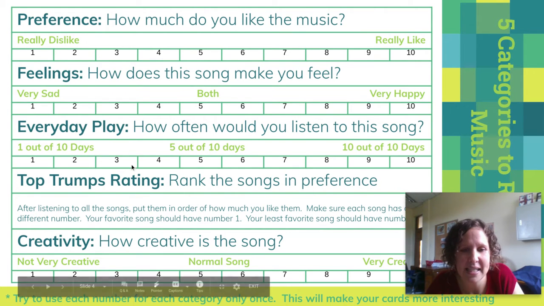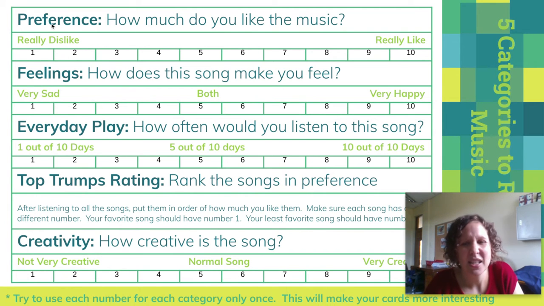This is the rating scales that we would like you to use for your top trump cards. Preferences, how much do you like the music? Over here on the left side, it says really dislike. So if you really don't like the song, you're going to give it a 1. If you really like the song, you're going to give it a 10. And maybe if you just kind of like it, you'll give it a 7 or 8. Or if you're not quite sure, it's okay, it's not too bad, maybe your number will be in the middle. Or if you kind of don't like it, but it's all right, maybe a 3 or 4. So you'll try to rate somewhere along this scale.